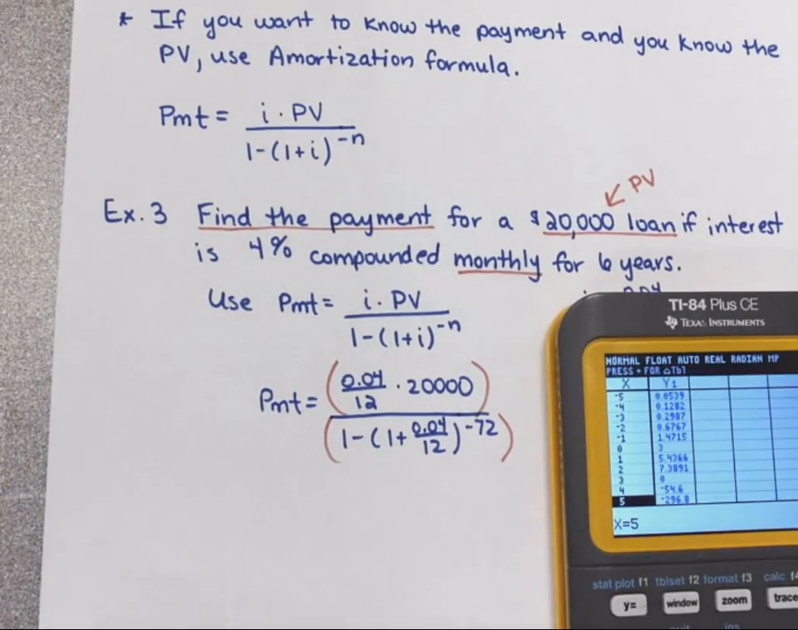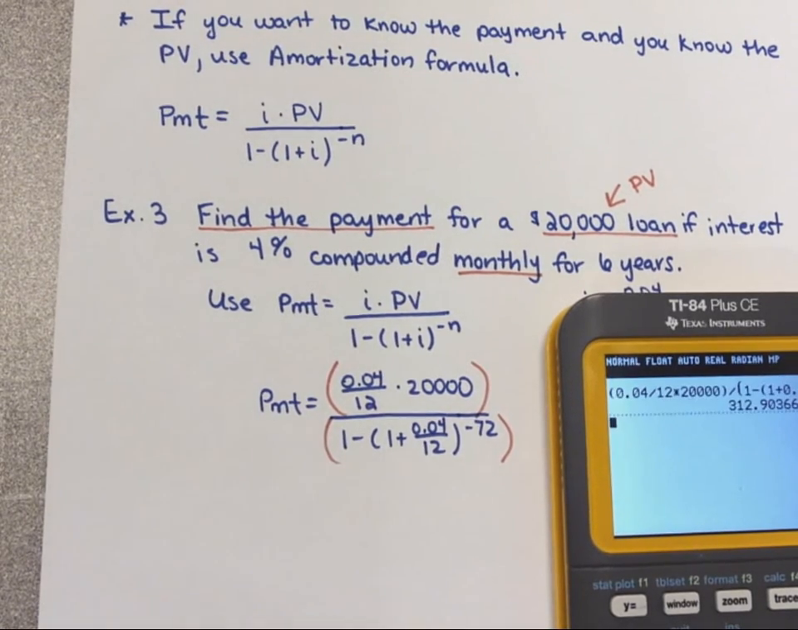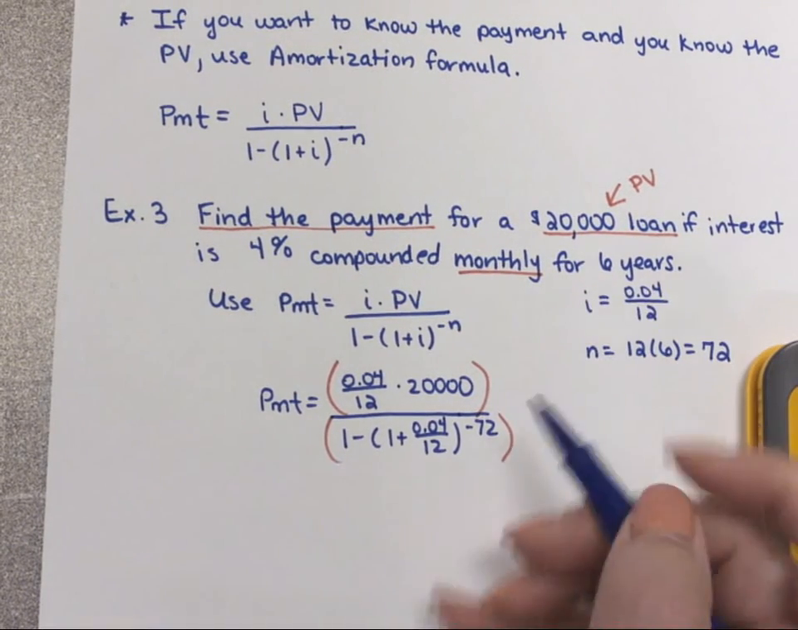All right, so if you have a calculator, try to do this with me. It's going to be parentheses, right? 0.04 over 12 times the 20,000. And then divided by open parentheses, 1 minus open parentheses again, right? For the 1 plus 0.04 divided by 12. And then raise that to the negative 72 power. And then close the parentheses overall. Okay? So if you push enter and we round it to the nearest penny, it would be $312.90.